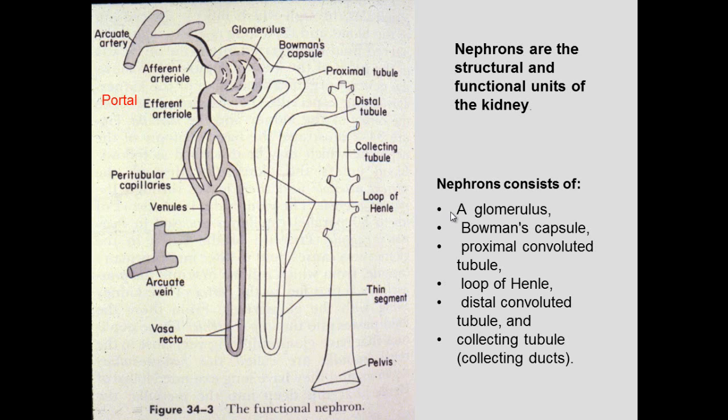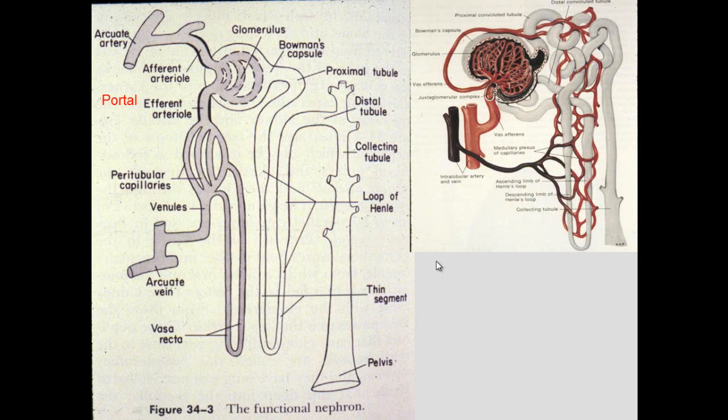So basically, the nephron consists of a glomerulus, which is how the blood interacts with the nephron, or how the filtrate is produced, the proximal convoluted tubule, loop of Henle, distal convoluted tubule, then the collecting tubule. Those are the components. And here we can see there's a difference in the afferent and efferent arteriole.